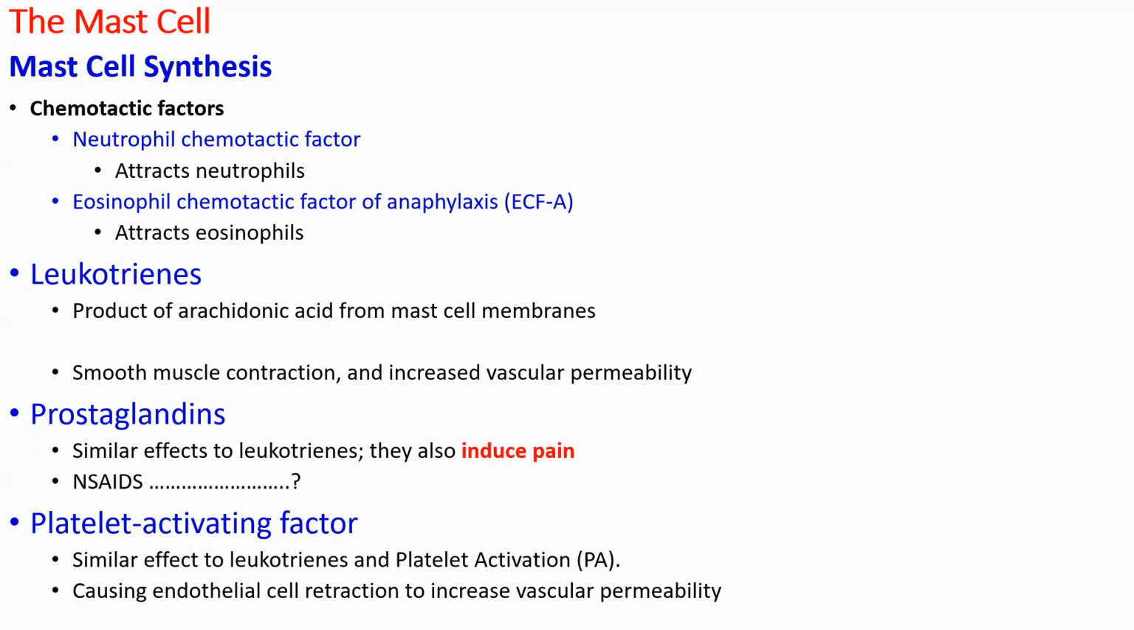Leukotrienes, a product of the arachidonic acid, and this arachidonic acid comes from the mast cell membrane. Also, they are sulfur-containing lipids that will produce histamine-like effects. Leukotrienes are sulfur-containing lipids that will produce histamine-like effects, very similar to the histamine.